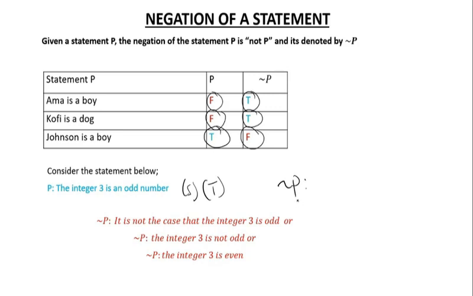Now, there are several ways of writing the negation of a statement. I have listed here a few examples. The first way, you can say the negation of the statement P is, it is not the case that the integer 3 is odd. Or you can say the integer 3 is not odd. Or you can say the integer 3 is even. All these statements mean the same thing, and they all contradict what the original statement P is saying. And because they do, we say they are the negation of the original statement P.